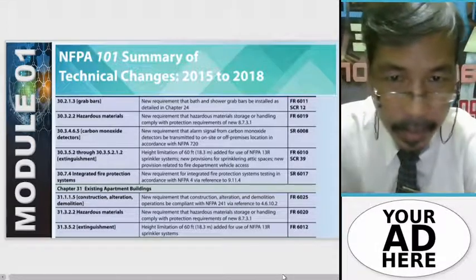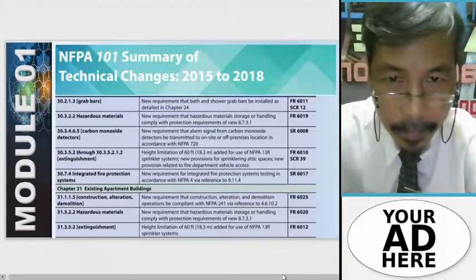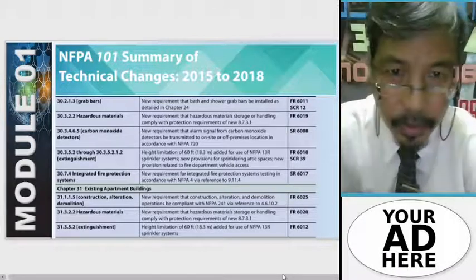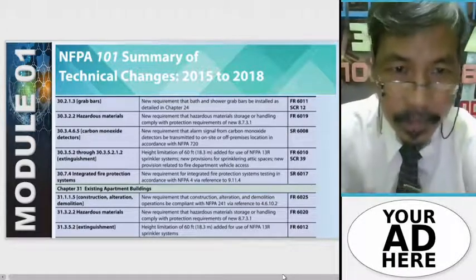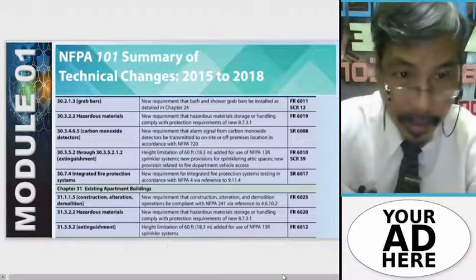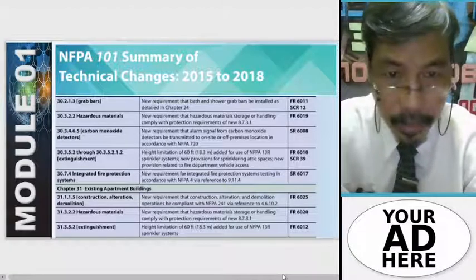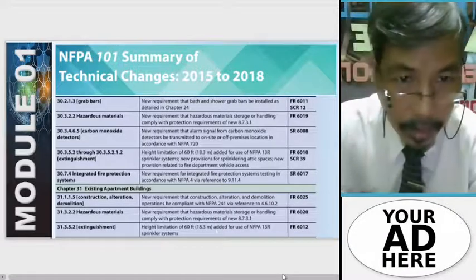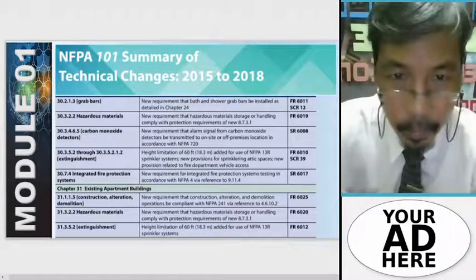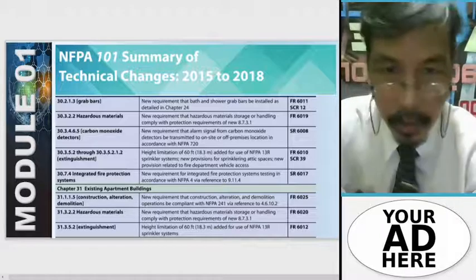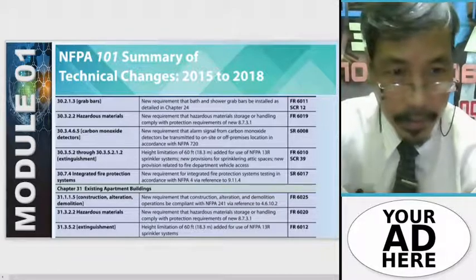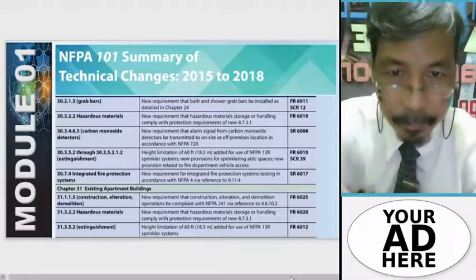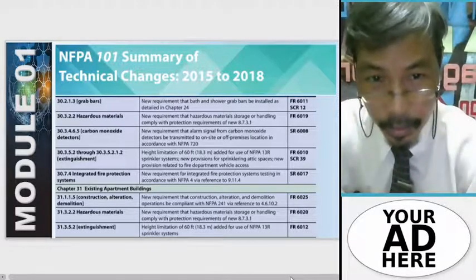What is next? The paragraph on integrated fire protection systems. New requirements for integrated fire protection systems testing in accordance with NFPA 4 via reference to 9.11.4. Another important technical update: integrated fire protection systems.